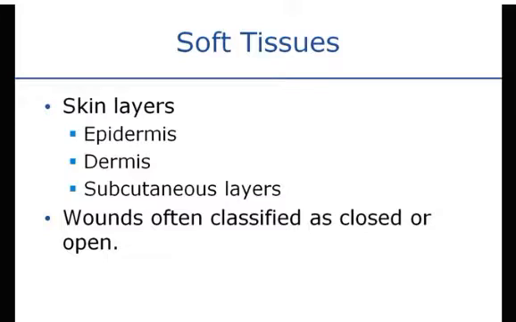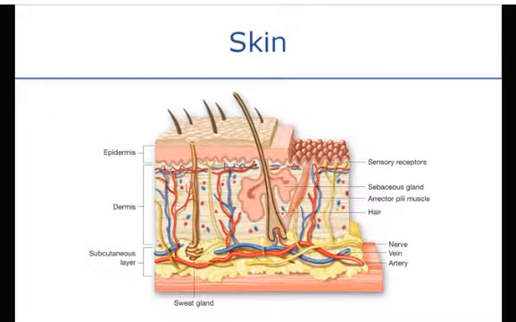Now, wounds to soft tissue can be classified as either closed or open. A closed wound would be that the skin is intact. An open wound, the skin would be broken.